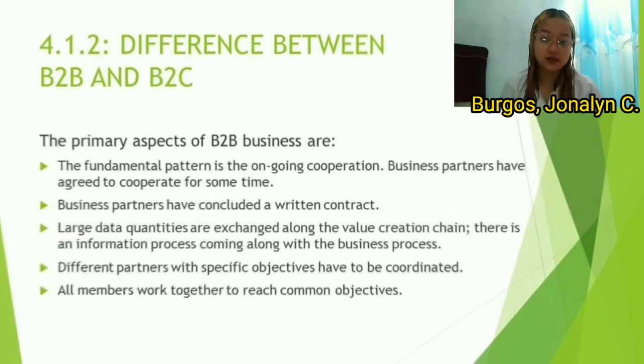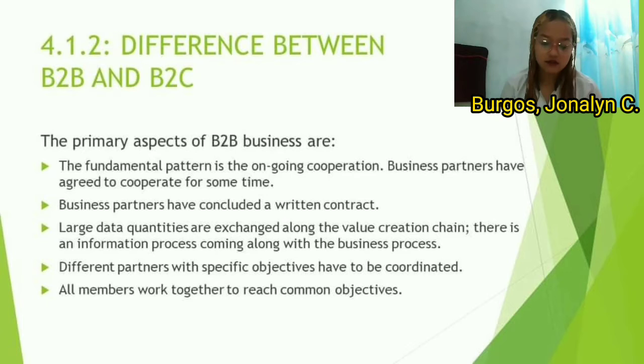Then B2B business primary aspects are, first, the fundamental pattern is ongoing cooperation. So this business is a transaction conducted between one business to another, such as wholesaler and retailer, unlike the B2C which is individual only. And then in here, business partners should not be strangers to each other after the transaction happened. Both of you must agree to cooperate sometime.